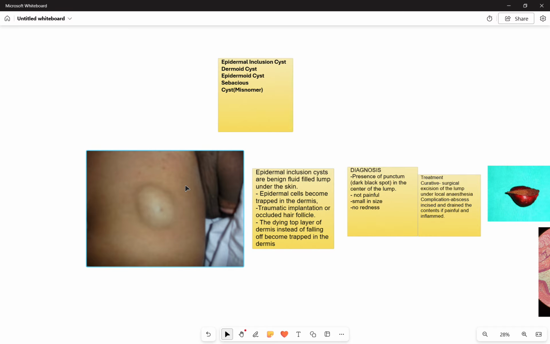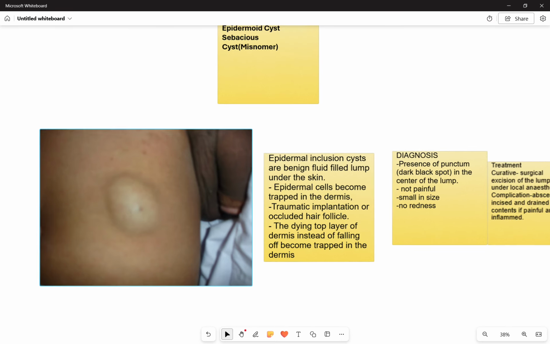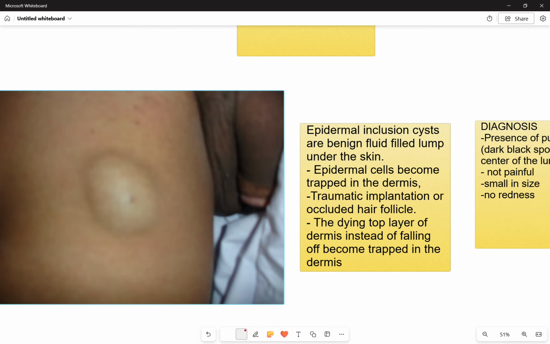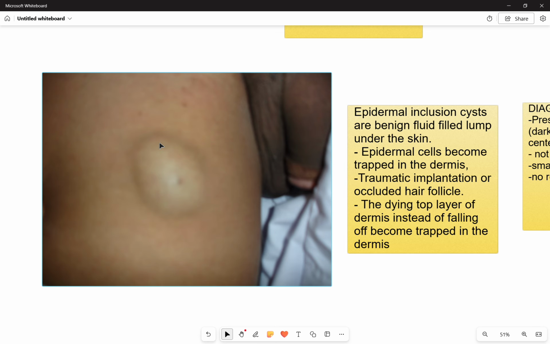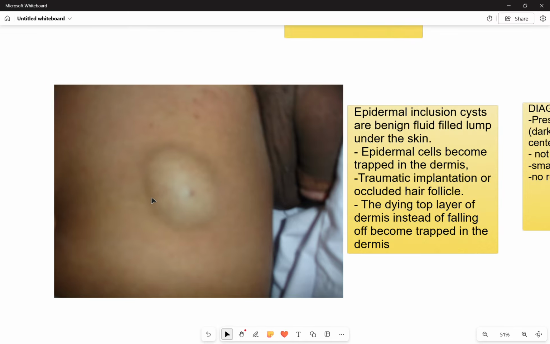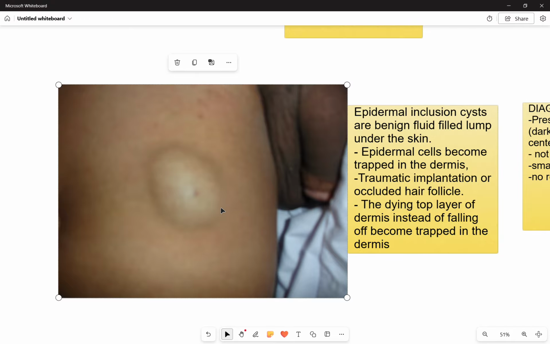Now, to start with, I'll start with a clinical photograph. This is a photograph of a subcutaneous lump. This is present on the thigh, on the upper thigh, on the medial side of the upper thigh. This whole lump is the skin lump, and in the center there is a colored area, darkish area, which is known as the punctum.